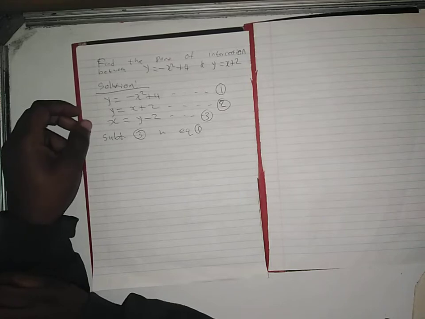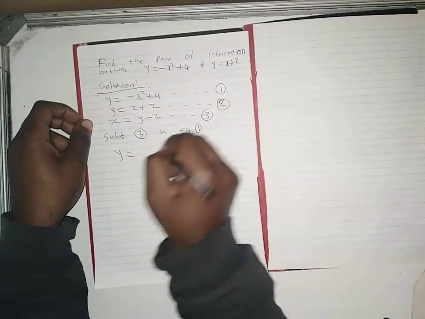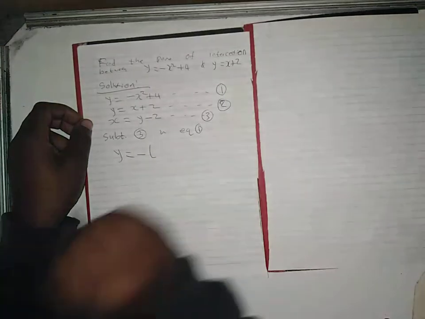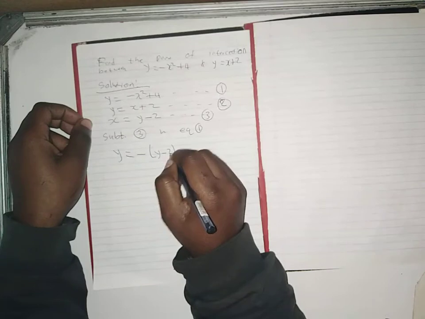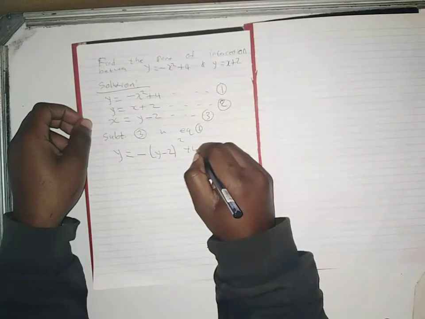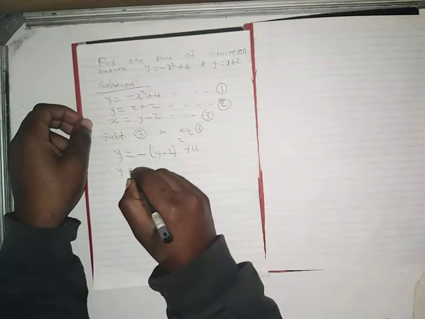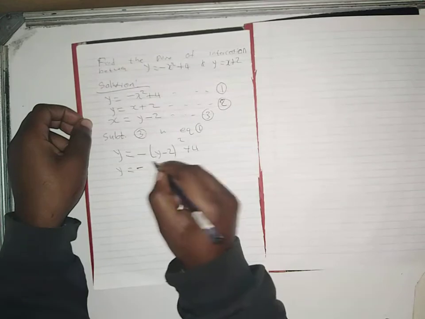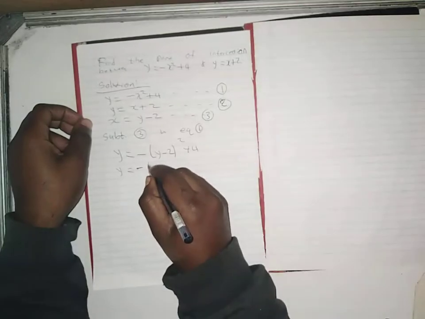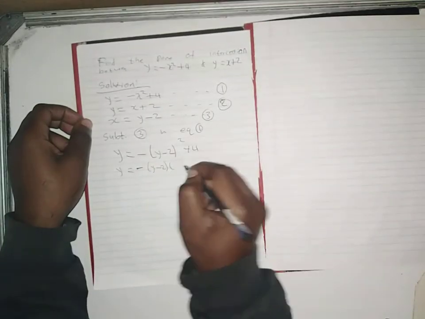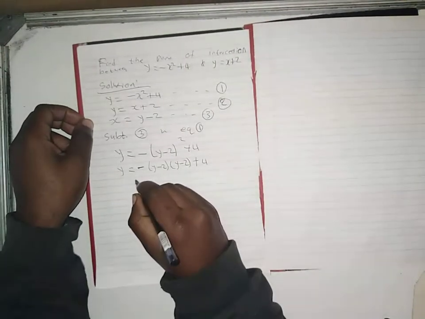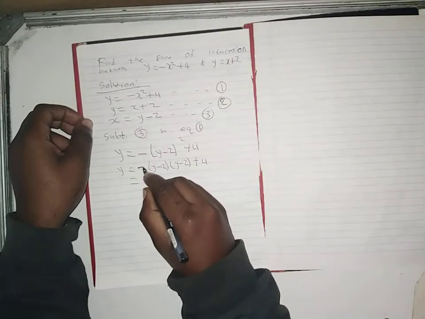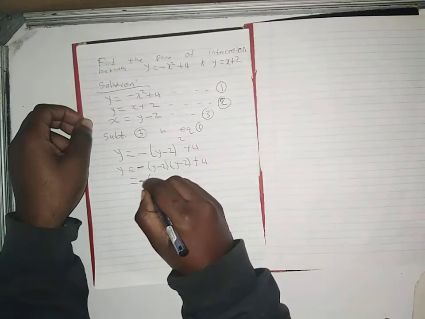Right. All right. So you've got y in this case is equal to minus, in place of x now, you've got y minus 2, and then squared plus 4. Just for your own sake, because I know some of you are very lazy to substitute by inspection, this is the same as minus y minus 2 times y minus 2 plus 4. You just leave this minus as it is, and then you open brackets.